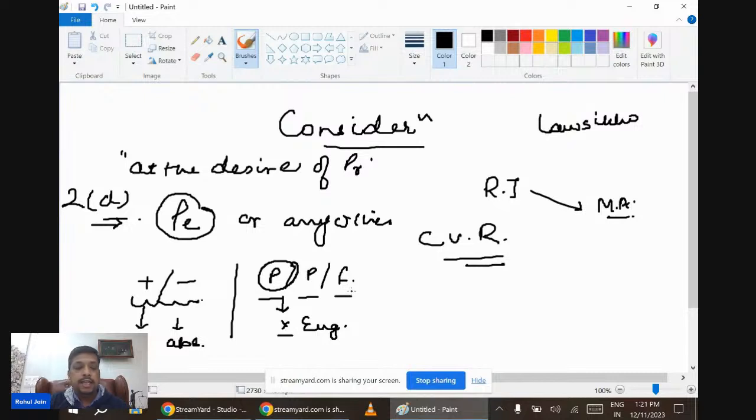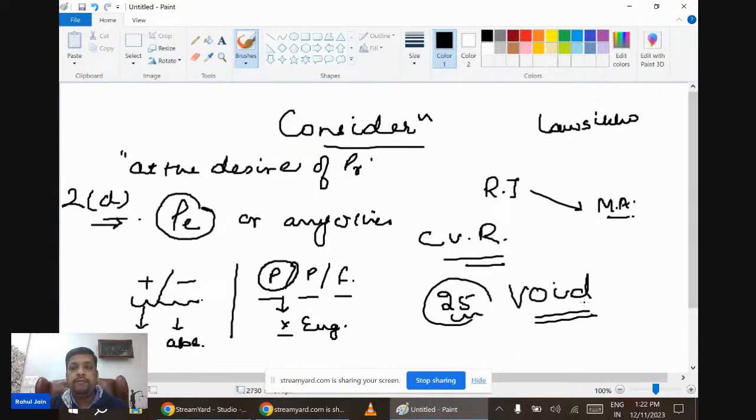Okay, fine. Next point to be noted in the chapter on consideration, which is very important from your examination point of view, is the law regarding Section 25. Section 25 says that any agreement without consideration is void. This is the general rule, but this general rule has three exceptions. Number one, natural love and affection. Number two, past promise to pay for voluntary services. And number three, time barred debt.